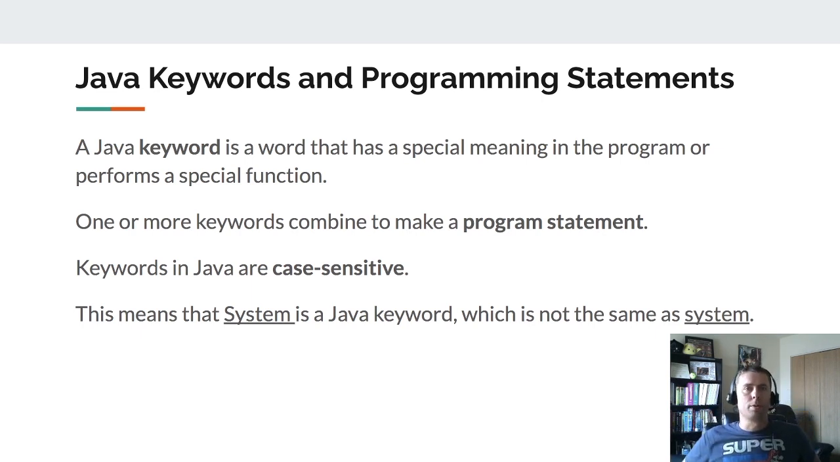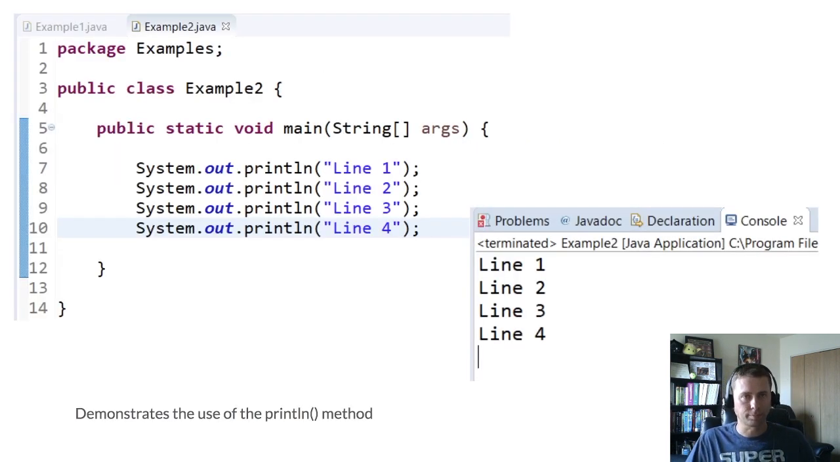So, Java keywords and programming statements. A keyword is a word that has a special meaning in the program. It performs a special function. You can't use those words for anything other than their intended purpose. When you start stringing them together, you get programming statements. You have to be very careful with how you spell them. They are very much case sensitive. So the word System spelled with an uppercase S is different than the word system with a lowercase s. You need to be very mindful of that.